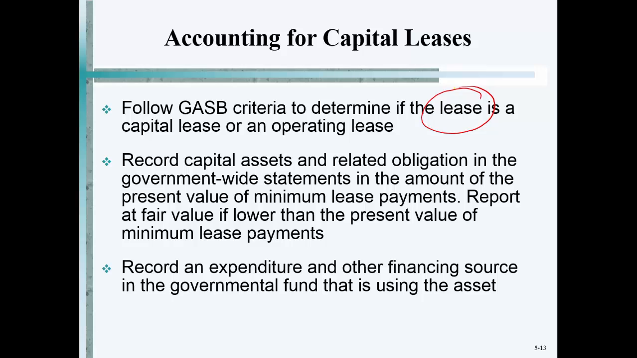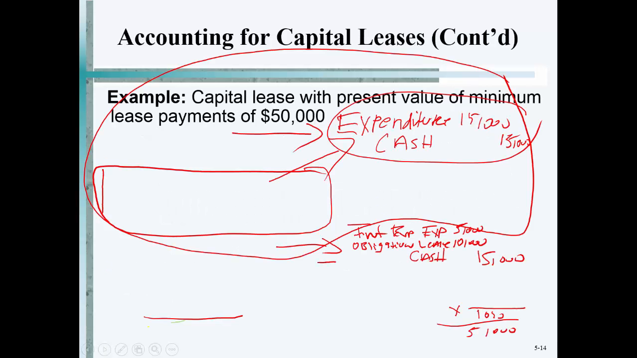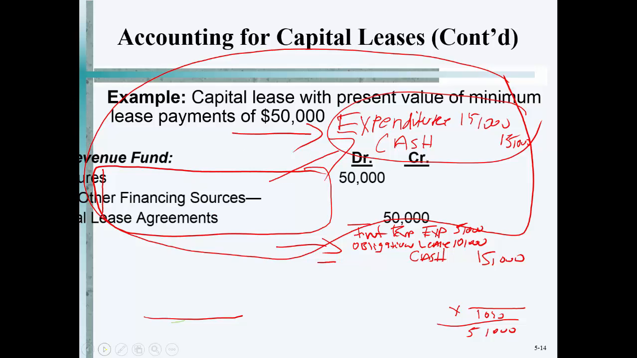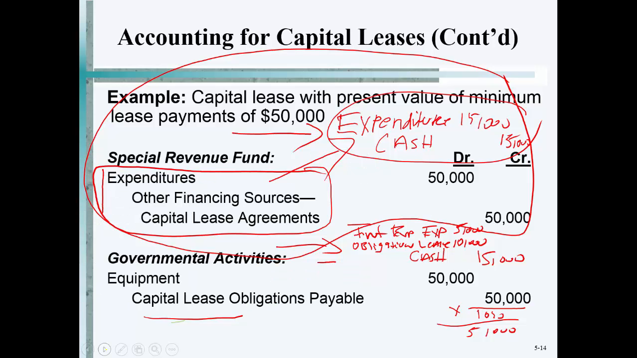GASB has the same criteria, but because that criteria is changing, I don't care about the criteria. All I want you to know is once you get into a capital lease situation, okay, you're going to have to follow this accounting. Okay. Now what do you do? You take the present value of the minimum lease payments.